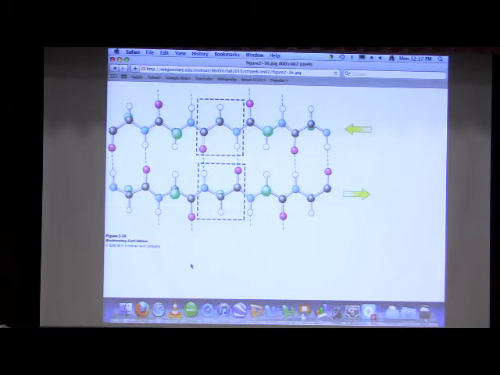Good question. So in this case, they can actually be on separate strands, or they might loop back around over here and be attached in peptide bonds. So there's no rule as such. Okay?